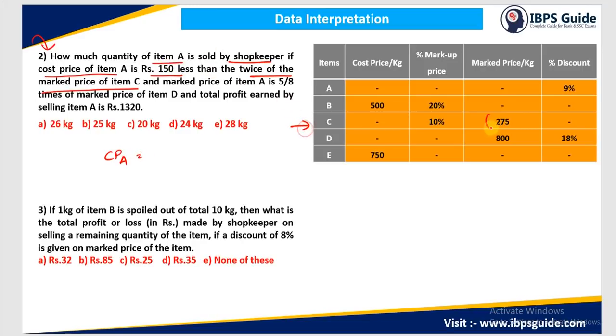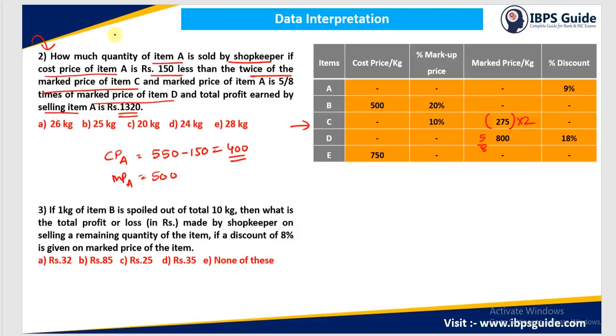So C is here, the mark price of C is 275. So if I multiply it by 2, I will get 550, and if I subtract 150 from it, I will get the cost price of A. So cost price of A is basically 400. Now the mark price of A is 5 by 8 of the mark price of D. So mark price of D is this much. So I have to take 5 by 8. That is, mark price of A will be equal to 500. Right.